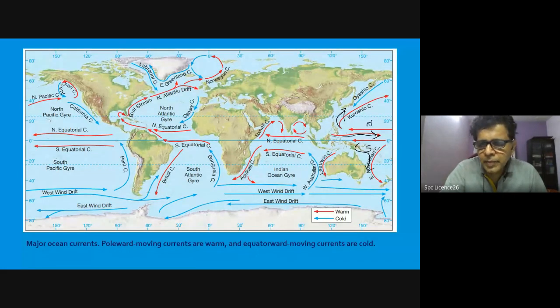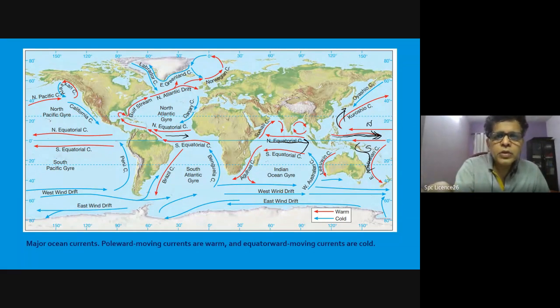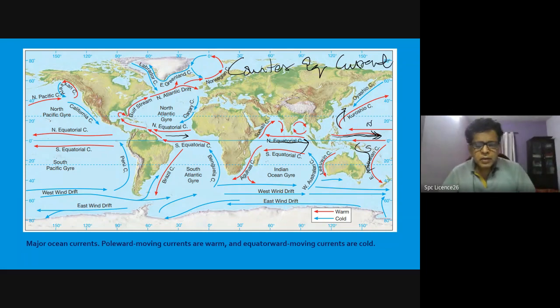Some of the waters get pressed between these two and move along the equator towards the east. You will have a similar small current here also, and here also. However, this current in the Pacific Ocean is very dominant, and we are going to see later what it reflects into. This is called the counter equatorial current. So I think we are now understanding most of these currents.